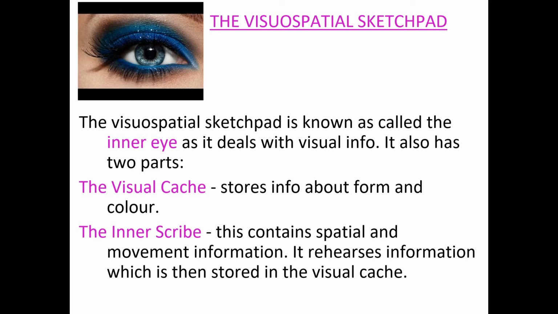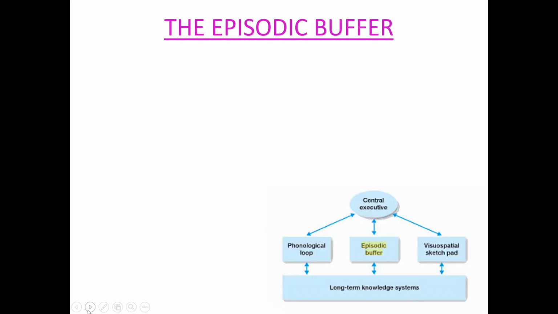So like the articulatory control system, which is acoustic, this is visual rehearsal of information, and you store it in your visual cache. But remember, these are temporary stores. This is not a long-term store. This is what you're using in the here and now to process the information.